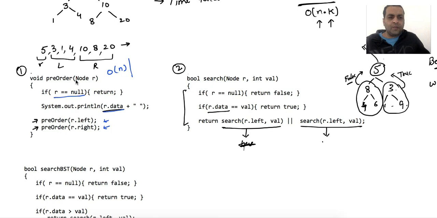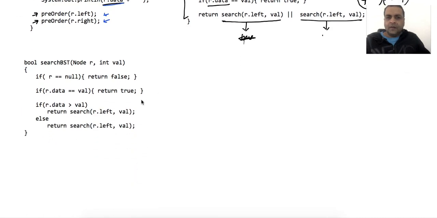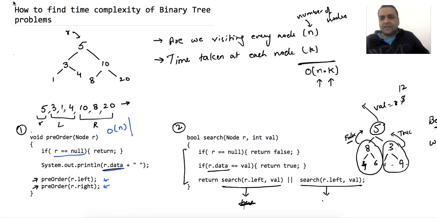In case of pre-order, because we are unconditionally visiting each and every node, the time taken is on the order of n. Now let's look at the binary search tree.